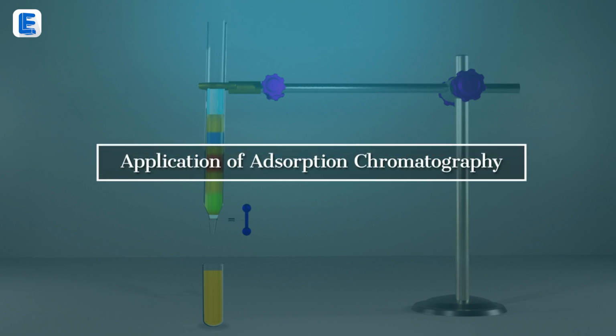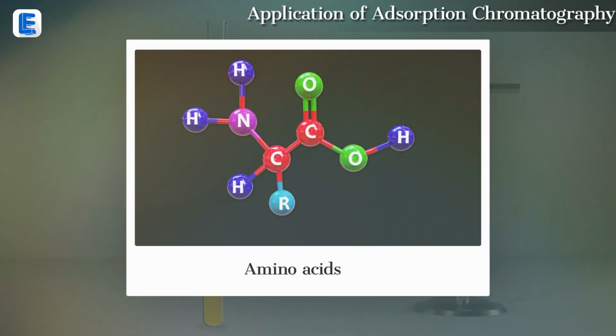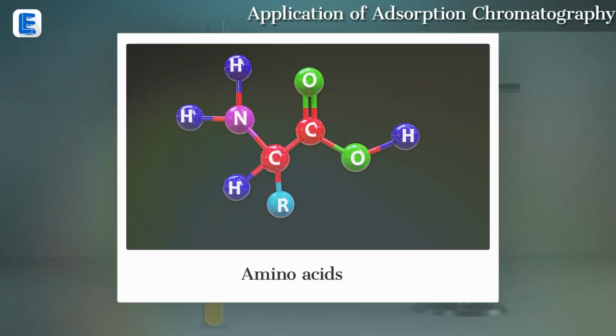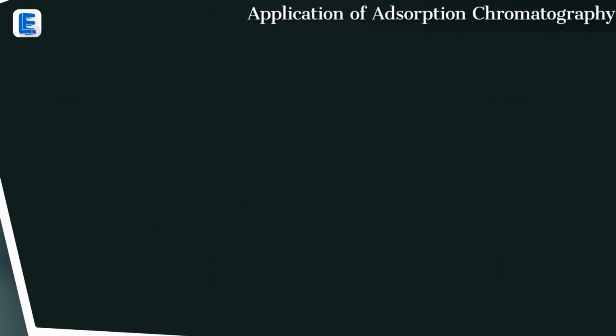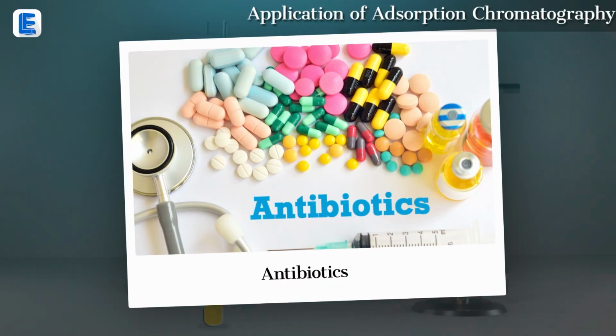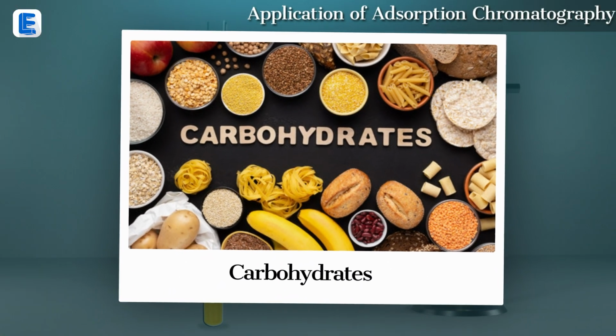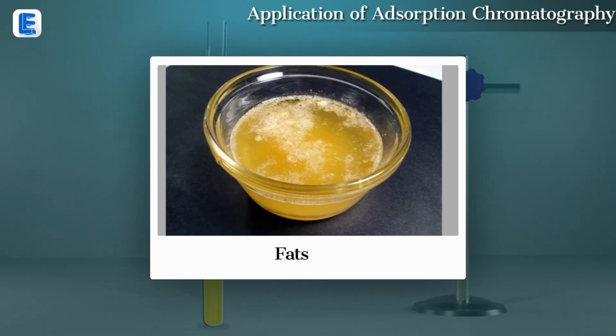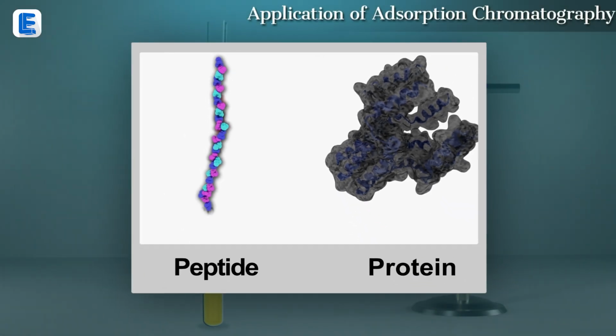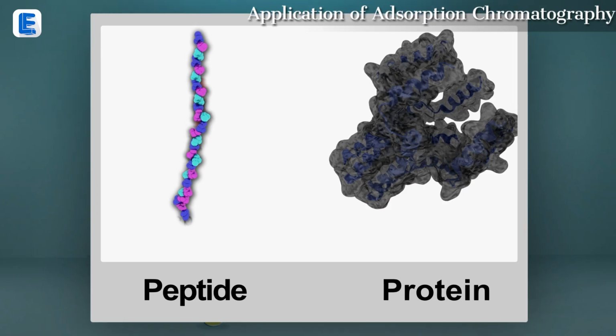Applications of absorption chromatography. Absorption chromatography is used for separation of amino acids. It is used in antibiotics. It is used in identifying carbohydrates. It is used for separating and identifying fats and fatty acids. Peptides and proteins are separated and identified using this.